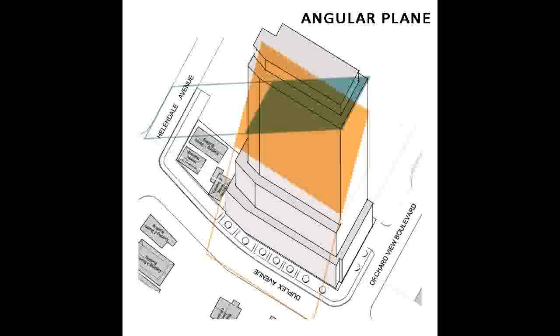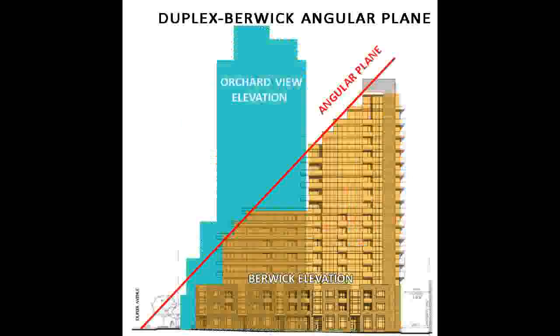But we see here the application of 45-degree angular planes up from Duplex and up from Helendale, and how they collide with the structure. This may seem remarkable, but on the other hand, here we see in the brown the development at the similar corner at Berwick and Duplex, where the development has satisfied the 45-degree angular plane, and then in the blue in the background we see the neon project and how much it breaks through the angular plane.